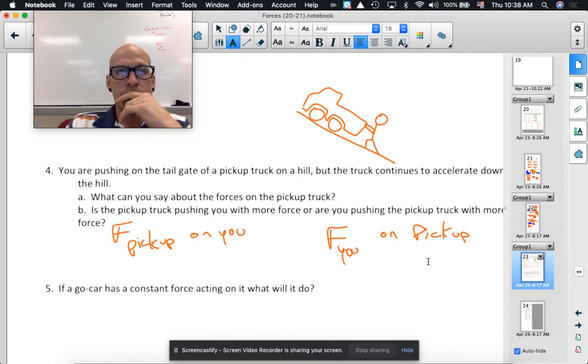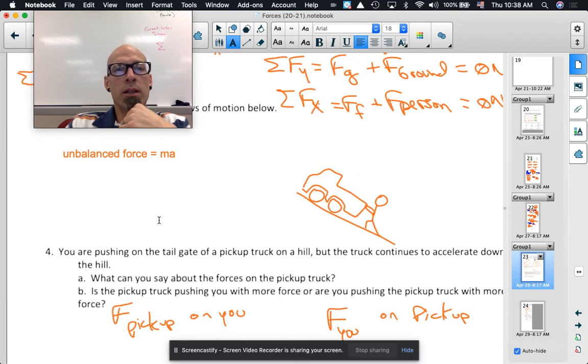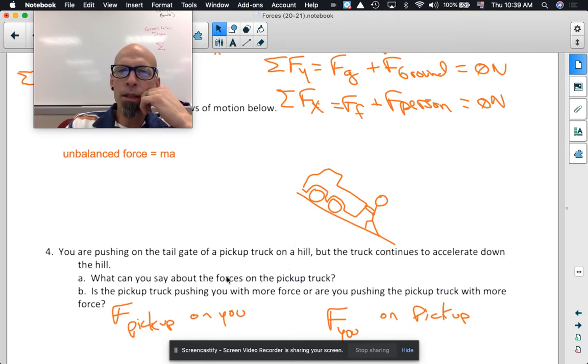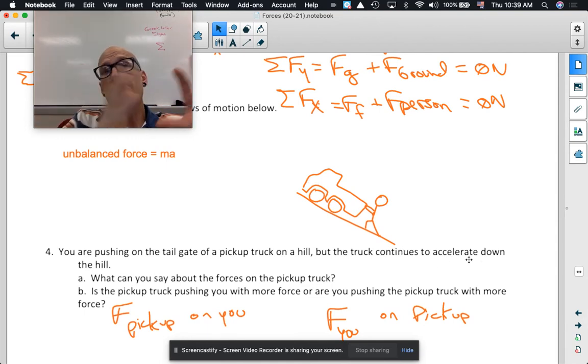So next question. If you are pushing on the tailgate of a pickup truck on a hill, but the truck continues to accelerate down the hill, what can you say about the forces on the pickup truck? So here you are. Truck on the hill, you're pushing up on the truck. Truck is sliding down the hill, accelerating as it goes. Your feet are sliding. You're getting pushed down the hill. What can you say about the forces on the truck?